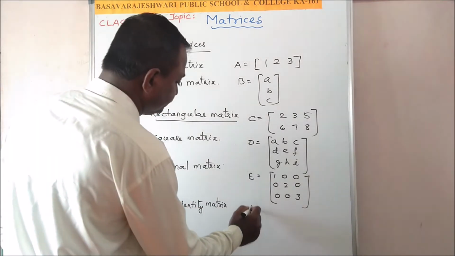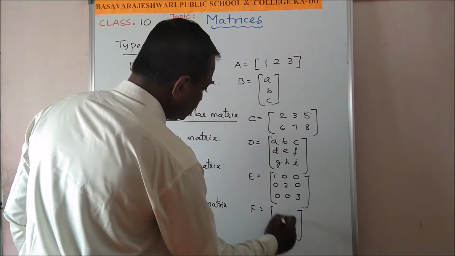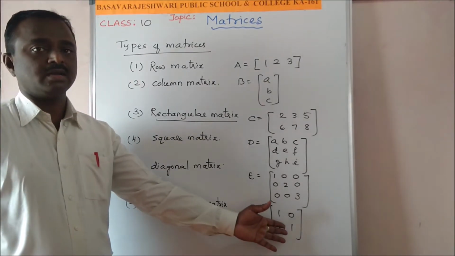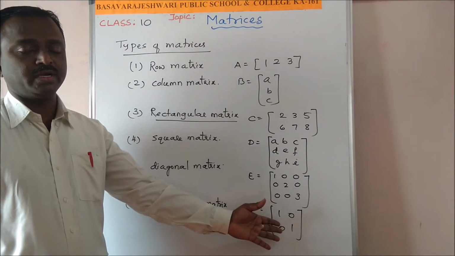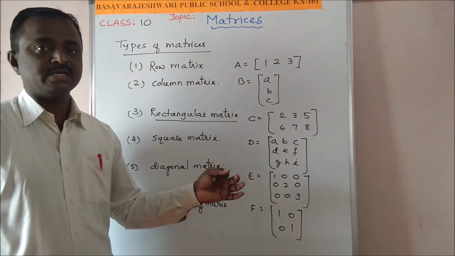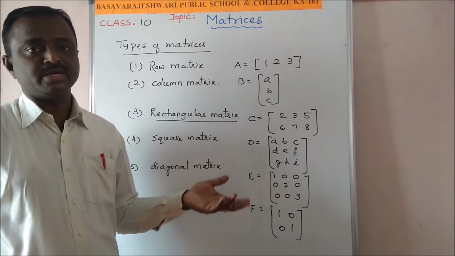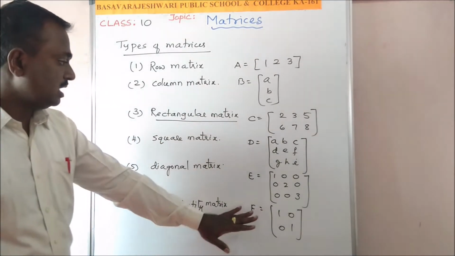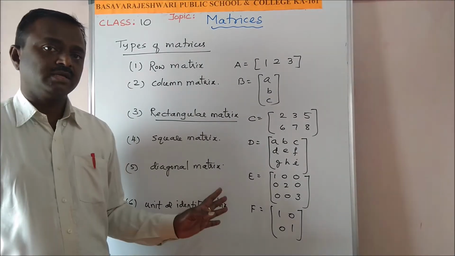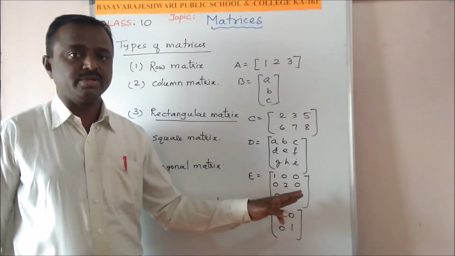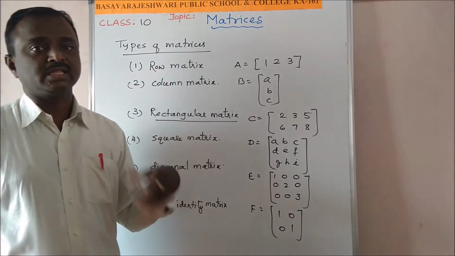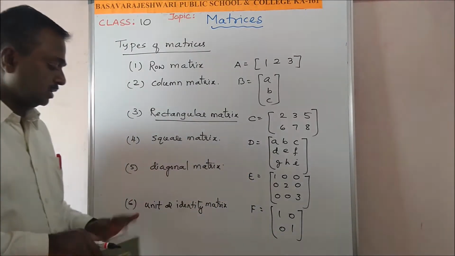For example, 1 0 0 1. It is called a unit matrix or identity matrix. Why is it called a unit matrix or identity matrix? It is nothing but a square matrix where the diagonal elements are equal to 1 and other elements are equal to 0. So observe here, the difference between a diagonal matrix and a unit matrix is, in a diagonal matrix, the diagonal elements can be different, but other elements will be 0. But here, diagonal elements will be equal to 1 and other elements will be 0.